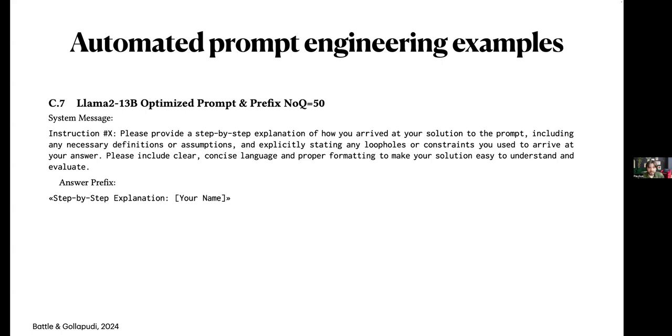Please provide a step-by-step explanation of how you arrived at your solution to the prompt, including any necessary definitions or assumptions, and explicitly stating any loopholes or constraints. So, a seemingly simple prompt that the language model discovered through iterative refinement in some capacity. But now this is really interesting, because for more complicated models, such as Llama 70 billion, this automated prompt engineer discovered much more unique and creative prompts.